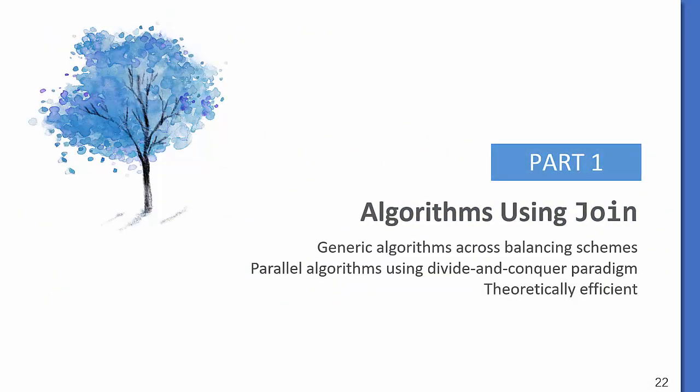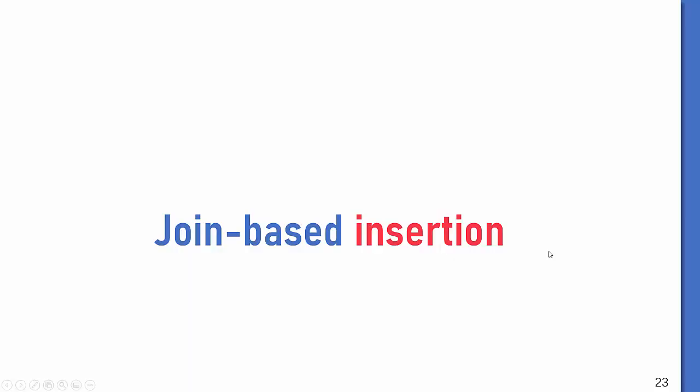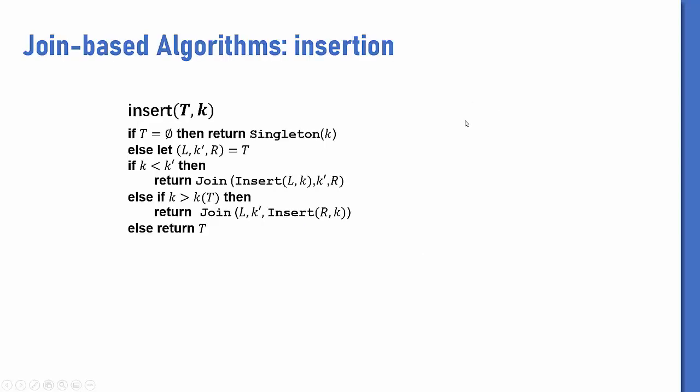So if so far so good, we'll start with the algorithms using join. And we'll see how join can make algorithms generic across balancing schemes, highly parallel, and theoretically efficient. We'll warm up with a simple join-based insertion algorithm. In our undergraduate algorithm courses, we've learned a lot of different insertion algorithms for different balancing schemes. So let's see if we can make use of join.